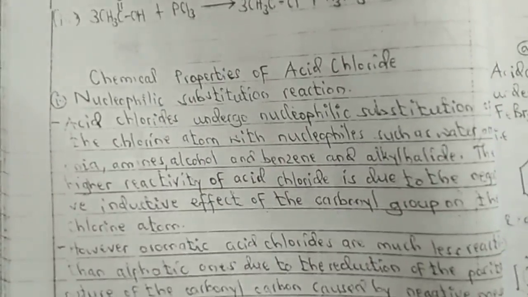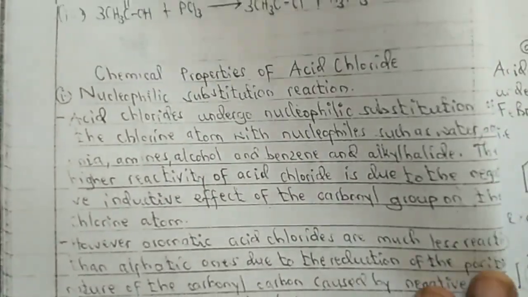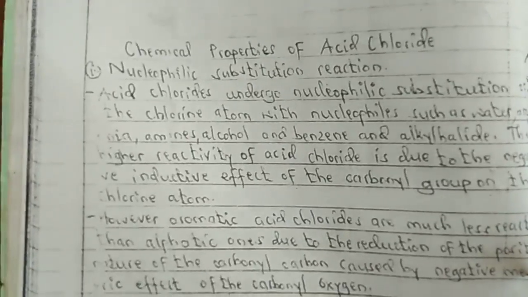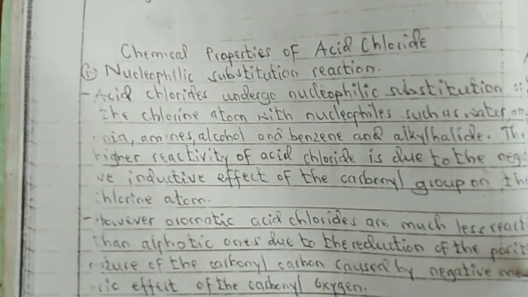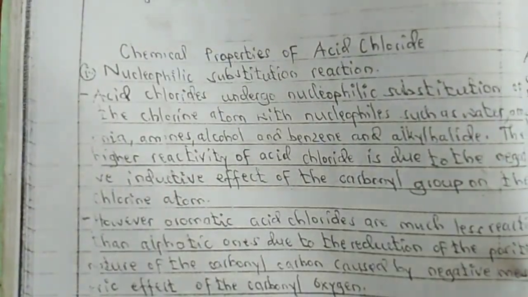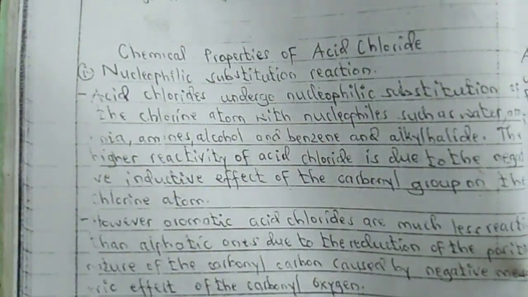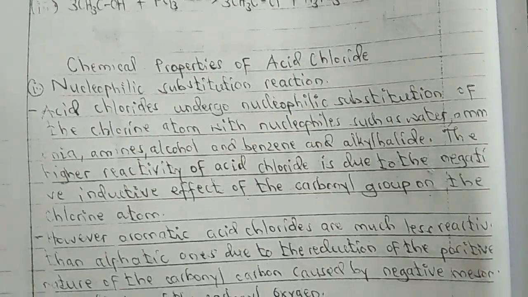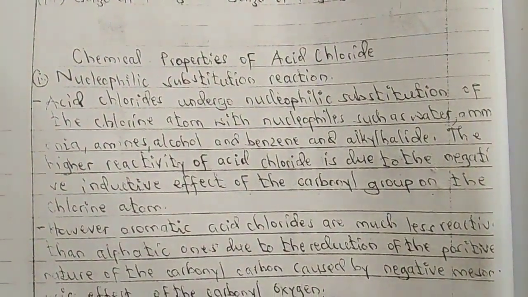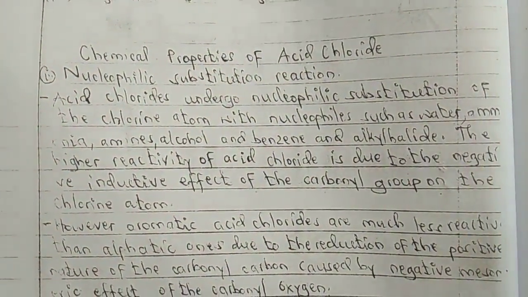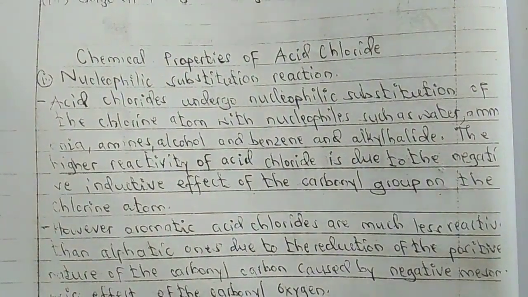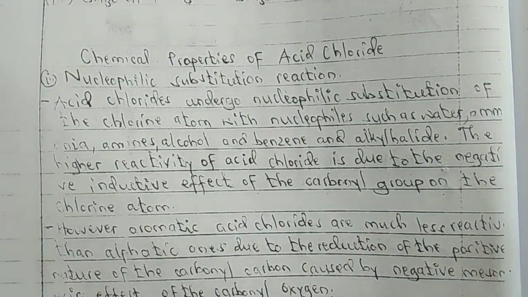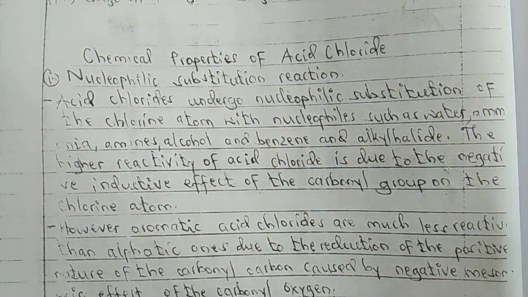That's one major method to prepare the acyl chloride, and because these derivatives of carboxylic acid we don't study them much, there is no more need to know other preparations of these derivatives of carboxylic acid. Now we can move to the chemical properties of acyl chloride and finally the reactions. Kwanza kuna nucleophilic substitution reaction.